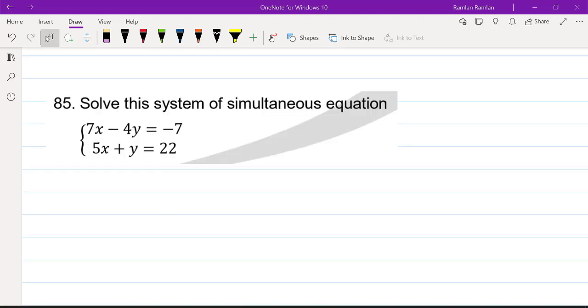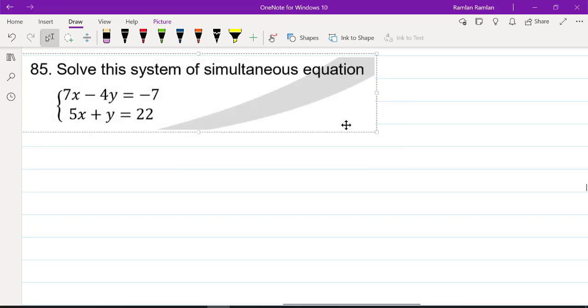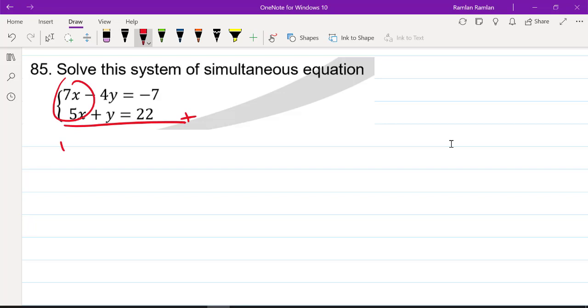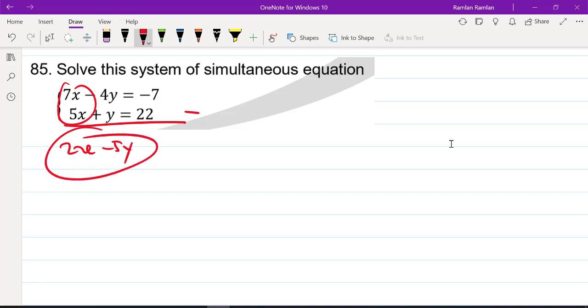Okay, so this is the same question, but with different equations. For this one we need to do something first before we add or subtract. Previously, using the elimination method, we could just subtract or add and eliminate one of the variables. For this one, if you add, this becomes 12x, this becomes negative 3y. It doesn't eliminate any variables. It still has x and y. If I subtract, 7x minus 5x becomes 2x, and minus 4y minus y is minus 5y. So I'm not eliminating any of the variables.